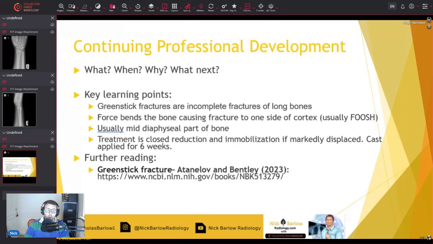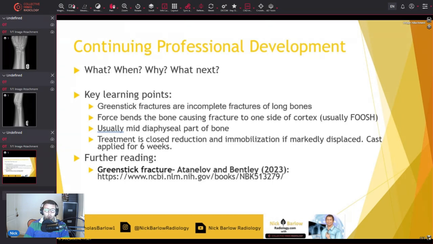Treatment is often closed reduction and immobilisation if markedly displaced. If not, then you may not need to manipulate. It may be a case of a splint application. In some cases, often a cast is applied for around 6 weeks, and then we have follow-up, because as I've said, these patients can have a tendency to refracture, so we've just got to look out for displacement.